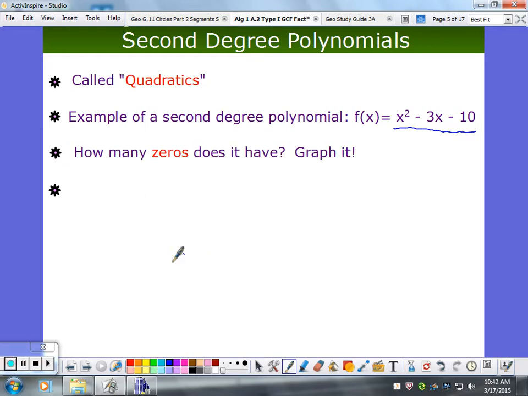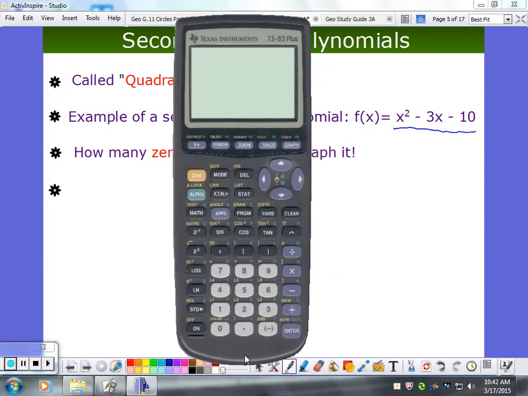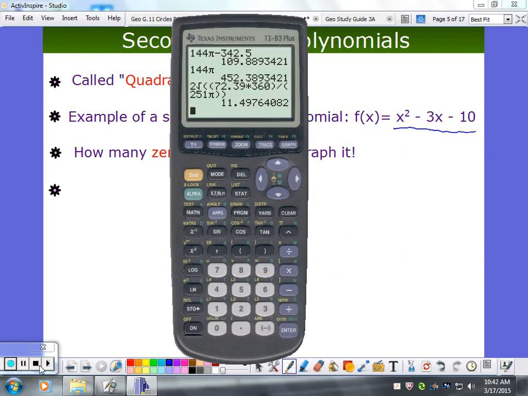Now, how many zeros does it have? Let's take our little calculator, and I hope you all brought calculators with you. If not, okay, so remember what you did. You turn it on, you press y equals, and I want to type in x squared minus 3x minus 10. The x, you may or may not remember this. If you can find your alpha button, don't press it, but look for it, and look one to the right, that's your x.